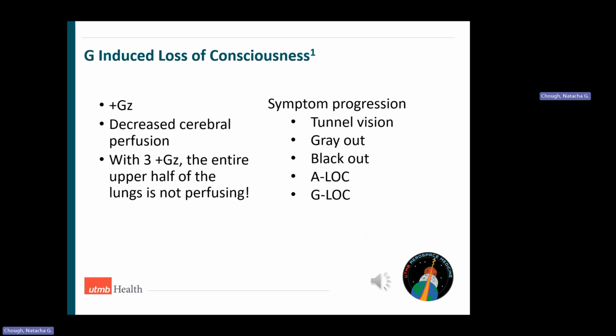Incidentally, the blood also pools in the lungs, resulting in the top half not perfusing at all above positive 3 Gz, leaving the lower half responsible for all perfusion. There's a standard progression to G-induced loss of consciousness, or G-LOC as it's called. The first manifestation is tunnel vision. This is a dimming of the peripheral vision. The next is gray out. This is when color vision is lost.